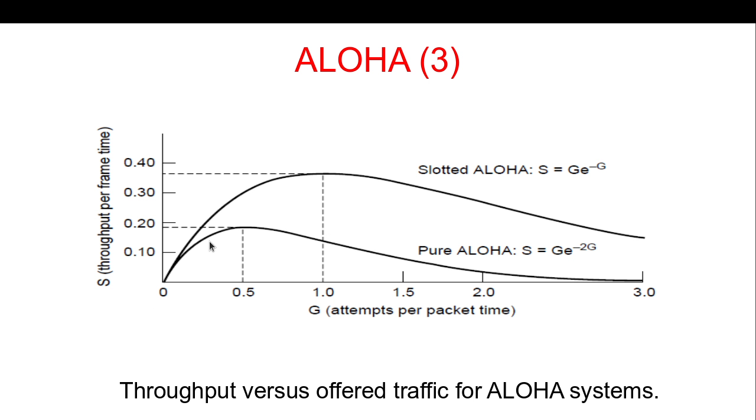So here is the plot of G, that is the number of frames attempted per frame time, and S, the throughput per frame time. So this is plotted here for pure Aloha, where we know, using the previous equation, that where G is equal to 0.5, S is 0.18, that is 18%. The throughput is 18%. That is the maximum throughput that we are getting when G was 0.5.